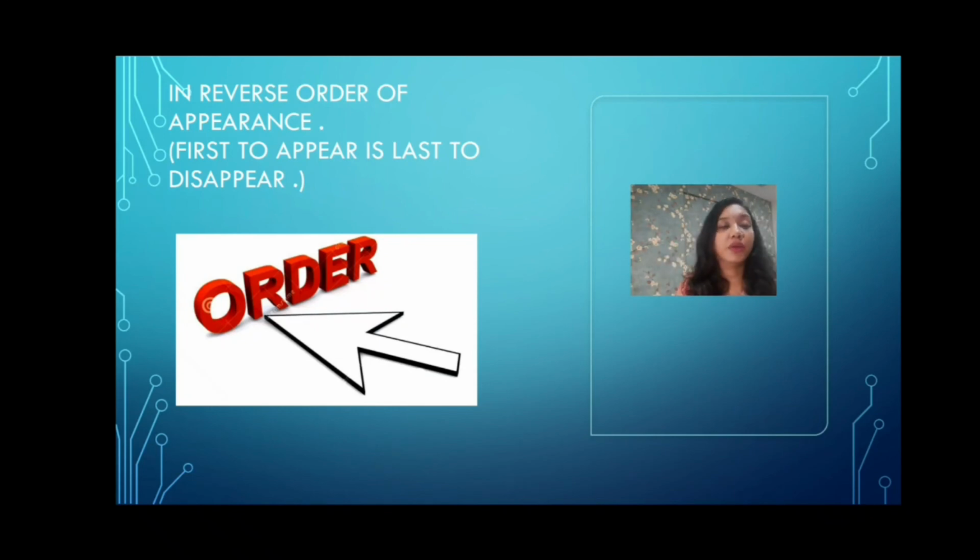In reverse order. Now when I say an order, remember, Master has chosen the word very, very smartly. When he says an order, it means it's a pattern, a sequence which will be present in all the cured cases. Now what is that pattern? You will find that the first to appear is last to disappear. Now which symptoms are going to appear and disappear? You need to understand that first.